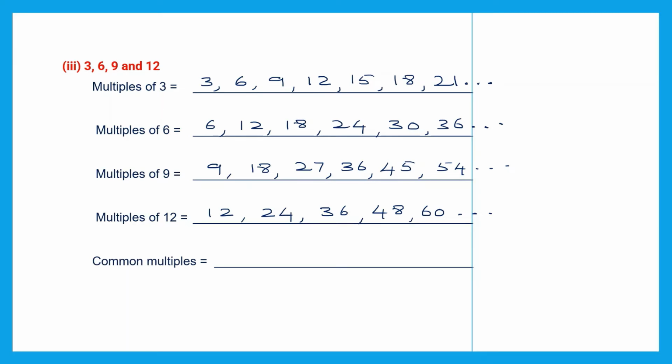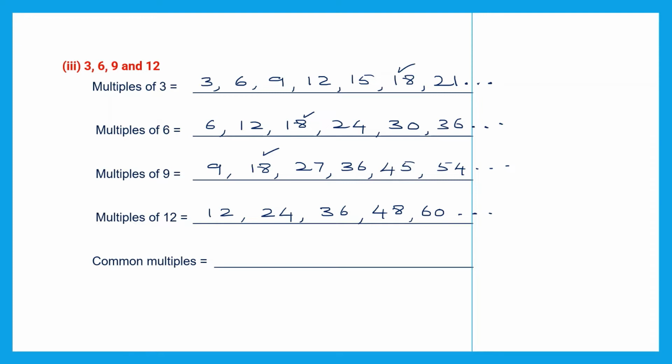Now 3, 6, 9, no 12, no 15, no 18. 18 is there here, here and here, but it's not there in the multiples of 12. 21, no. Now we have to carry on with the multiples of 3 because we stop with 21 here. That means there are some more multiples, isn't it?